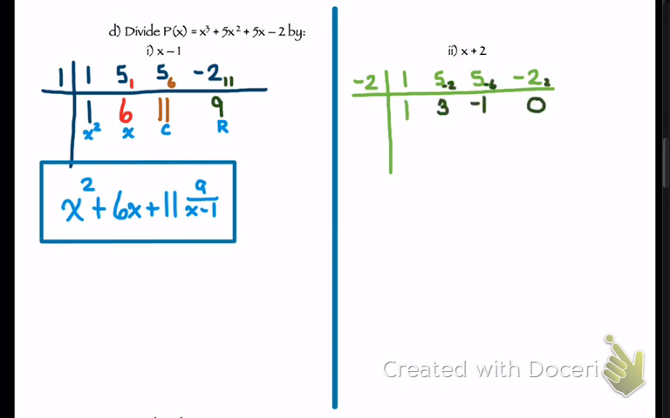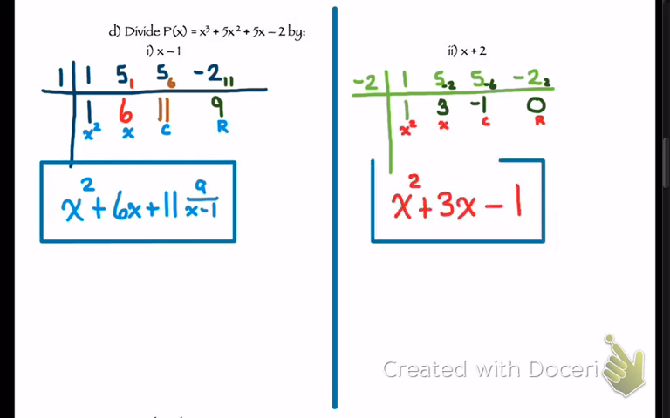Okay, bring down that first term. I went a little bit quicker. Multiply, add. Hopefully you ended up there. So notice that I got a 0 remainder. Constant is negative 1, 3 is an x, and 1 is an x squared.